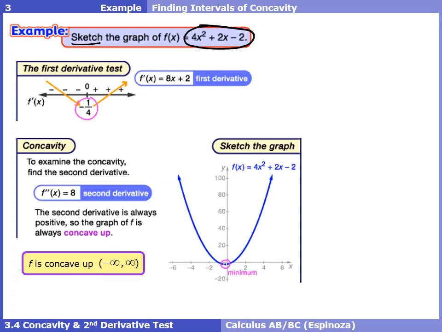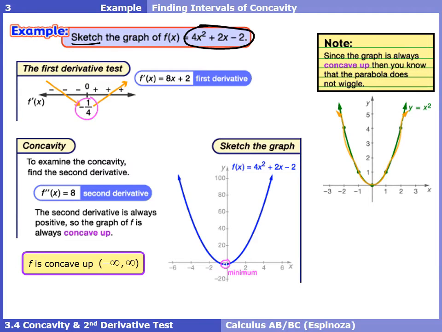Combined with the first derivative test and now this concavity issue, we know why parabolas don't wiggle in between their points. They have to remain consistent in that they are always concave up if it happens to be a concave up parabola, and of course with our critical point being a minimum, it has to be decreasing to the left and increasing to the right.